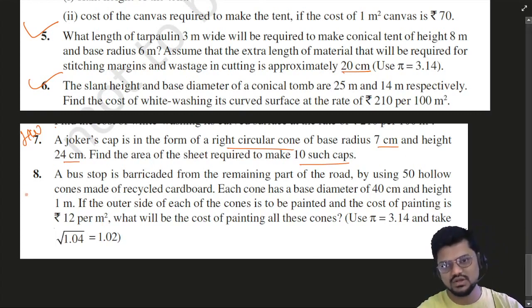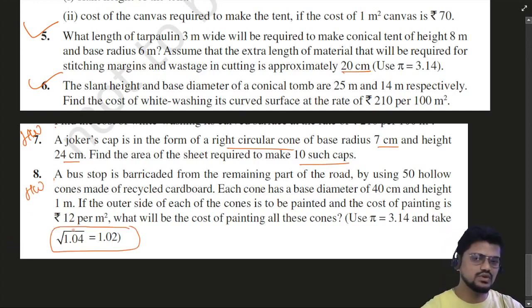Now you please solve this sum also in your homework. They have also given that root of 1.04 equals 1.02. Maybe it is required in the sum. That's why they have given this. That is, root of 1.04 is 1.02 and the value of pi is 3.14. So you can take this.